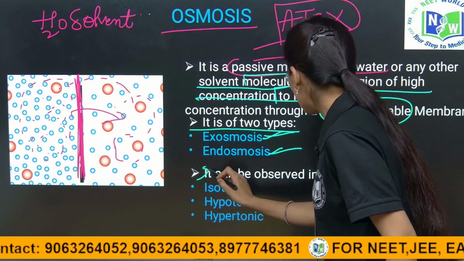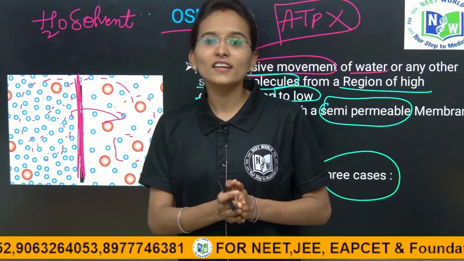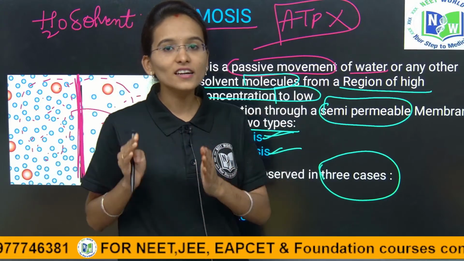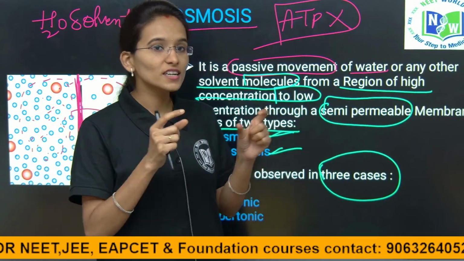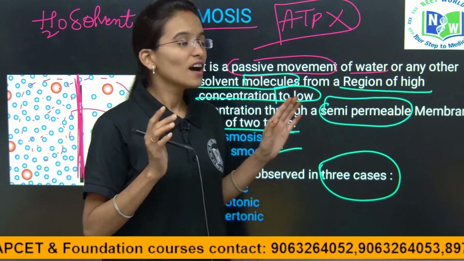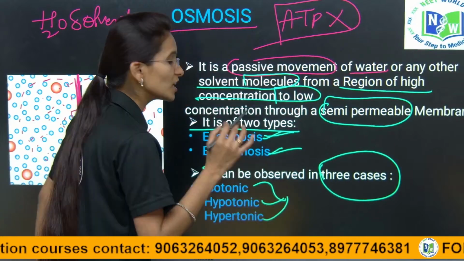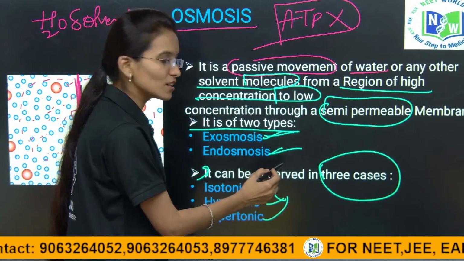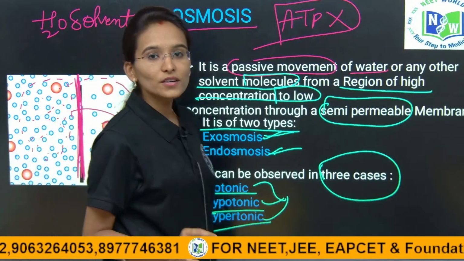Okay, it can be observed in these three cases. So to understand the two types of osmosis process, that is exosmosis and endosmosis, you need to study three types of cases. You need to study a few short experiments to understand in a better way. I will explain, children. You need to understand the types of solution to study exosmosis and endosmosis. Those are isotonic, hypotonic and hypertonic solutions.